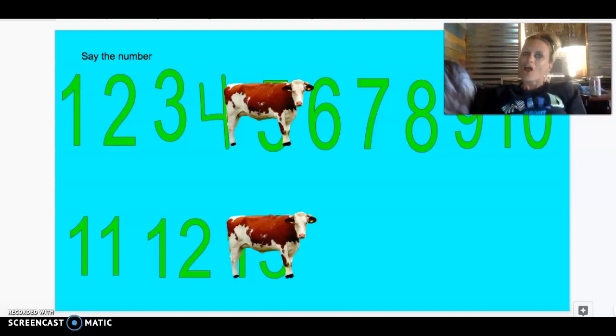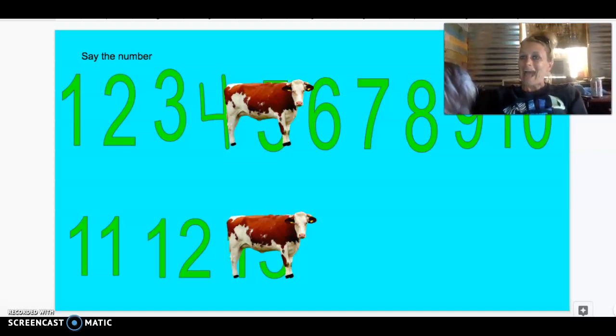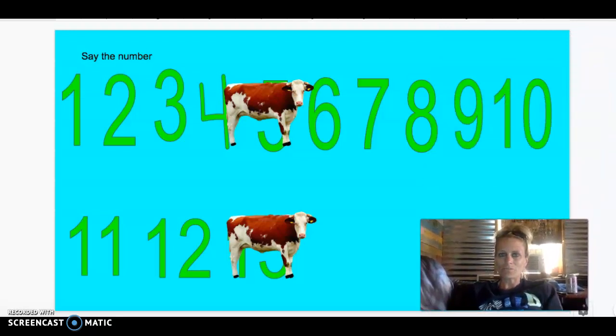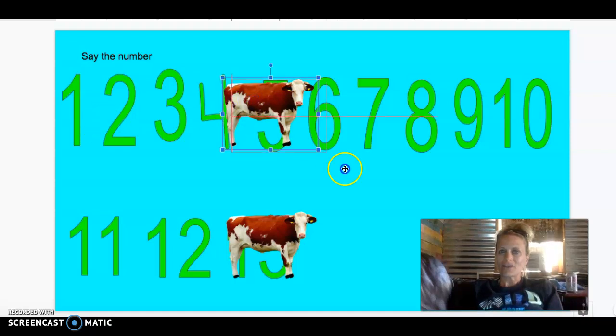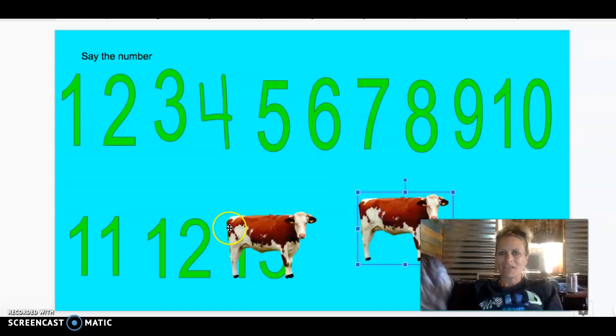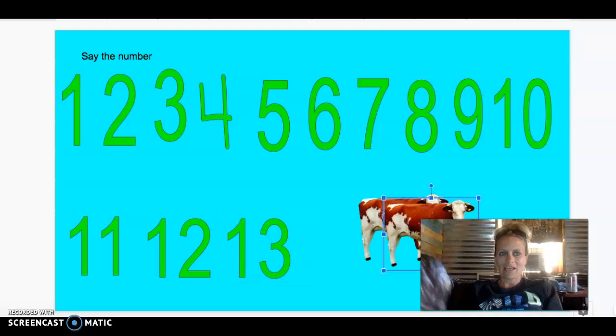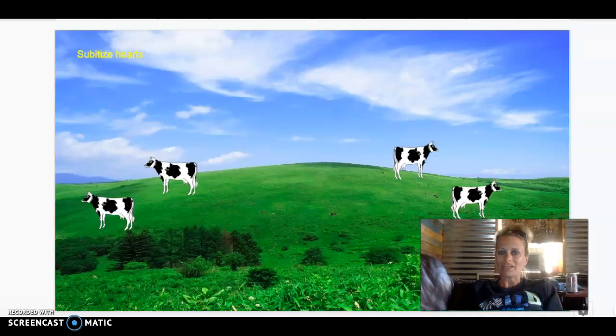Sorry about that. All right, what number is the cow hiding behind? Let me move my picture real quick so you can see it better. What is this first number the cow is behind? Comes after 4. 5. Good job. And what is this number? 5, 6, 7, 8, 9, 10, 11, 12, 13. All right.